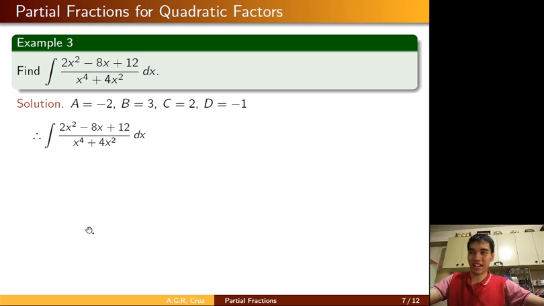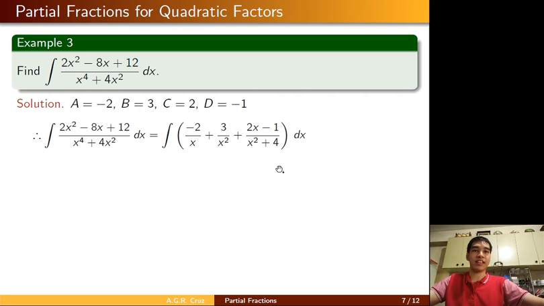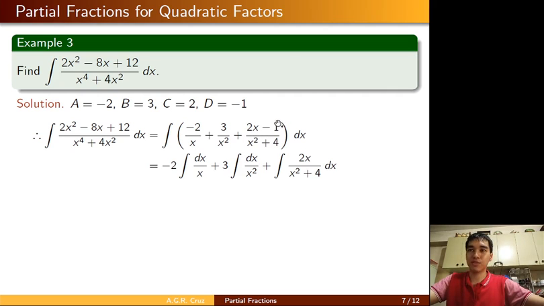So let's now integrate. The integral of this one is equal to the integral of the partial fraction form. Then replacing the constants, you have here a equals negative 2, b equals 3, c equals 2 and d is negative 1. And then let's integrate all of this term by term. For this third term here, let's split that as a sum of two fractions. Let's write this as 2x over x squared plus 4 minus 1 over x squared plus 4. And then we integrate term by term.